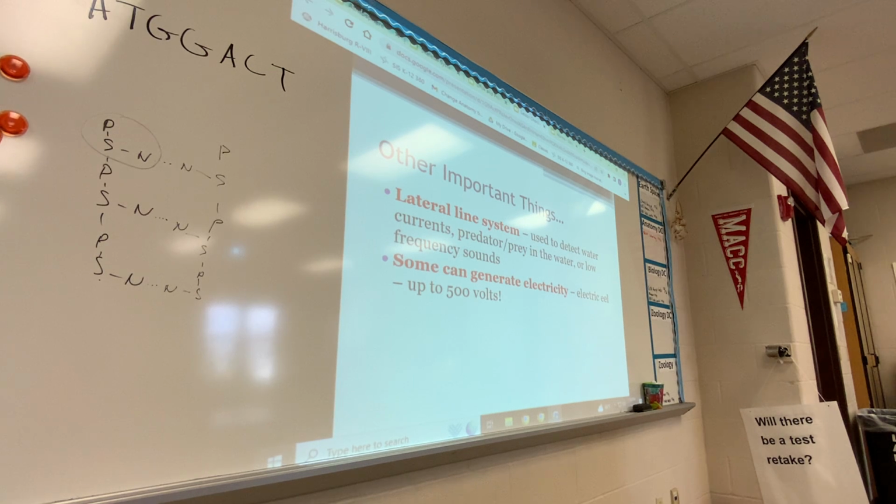Some fish can generate electricity, such as the electric eel, which can generate up to 500 volts of electricity, which is why it's called the electric eel. And it can be quite painful. If you've ever touched a doorknob and it's shocked you, then getting shocked with that much electricity can be quite startling.